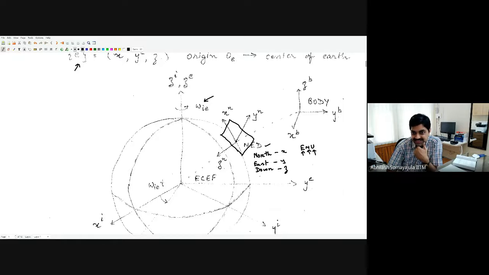Okay, north, east, down. So the x-axis, the xy plane lies on the tangent plane to the ellipsoid, with the z-axis pointing normally inward towards the center of the Earth, the x-axis towards the north direction, and the y-axis towards the east direction. Okay?